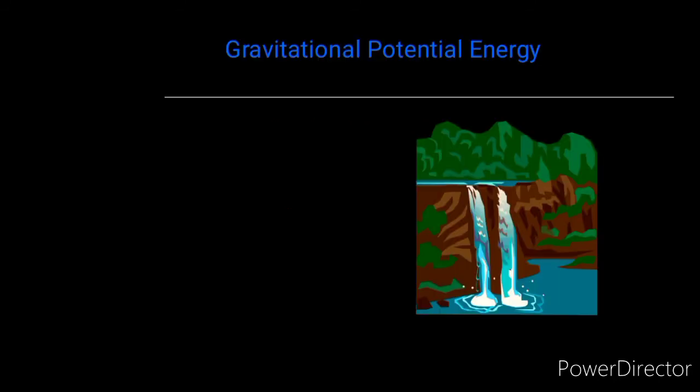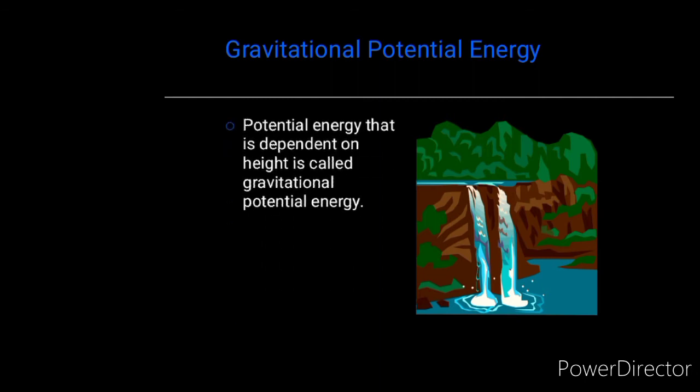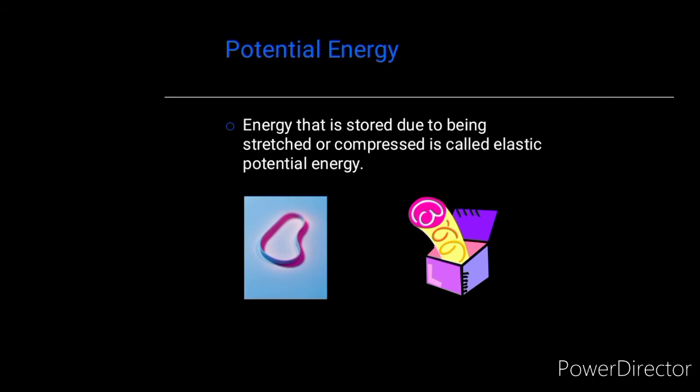Okay, let's look at another form of something called gravitational potential energy. Gravitational potential energy has to do with a potential energy that is related to what? Gravity. So an apple that is hanging on a tree will have this kind of energy. Is it not? An apple that is hanging on a tree will have this kind of energy.